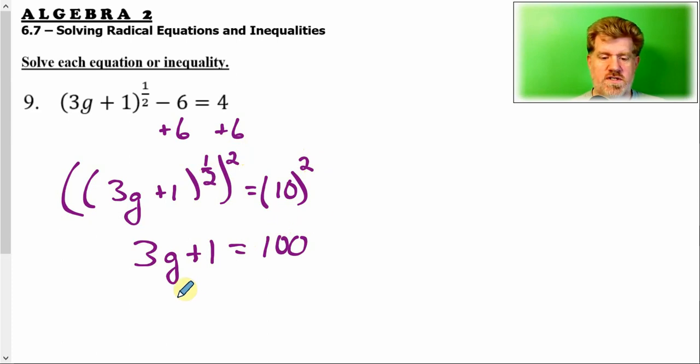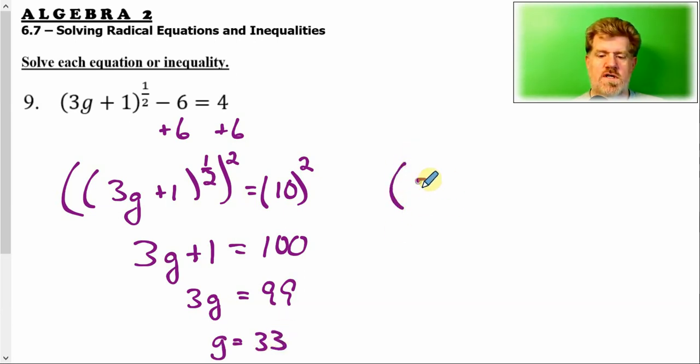3g plus 1 is 100, so I subtract 1 from both sides and divide by 3. 99 divided by 3 is 33. Will it work? I didn't see anything crazy happening with roots, so I think we're okay.